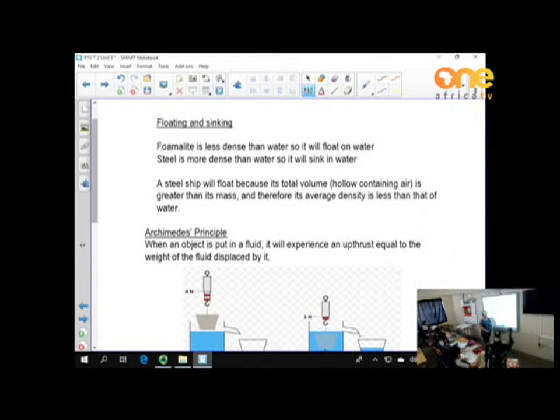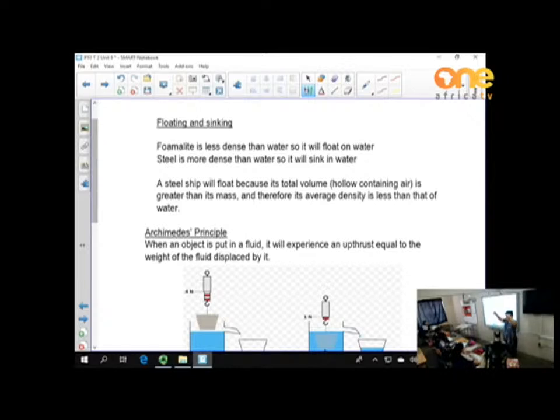Now, still busy with density. We talk about objects being less dense and objects being more dense. What does it mean? Well, less dense means few particles in a volume. More dense means lots of particles in the same volume. Something like foamolite is not very dense. I can have a massive big block of foamolite and I would be able to pick it up.